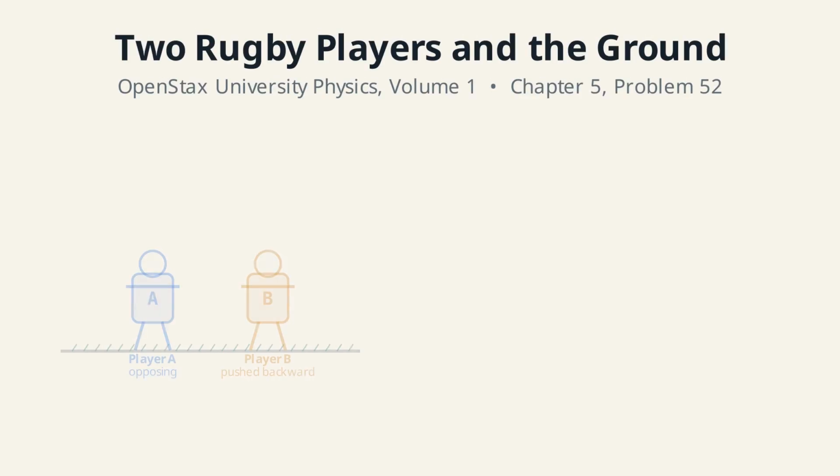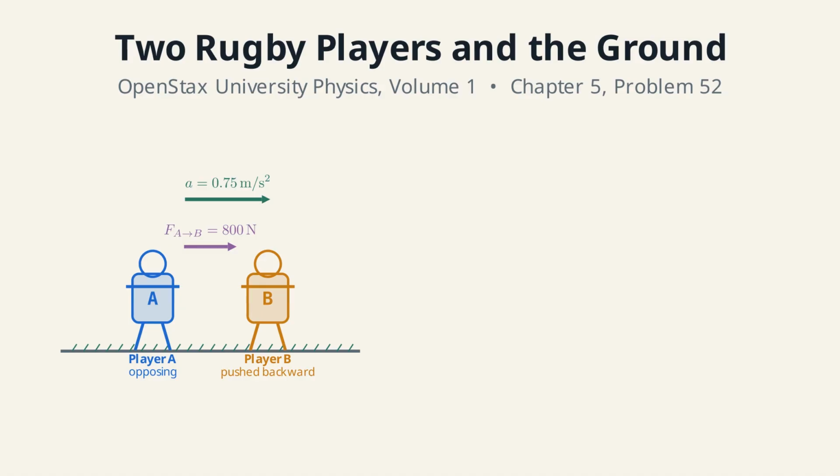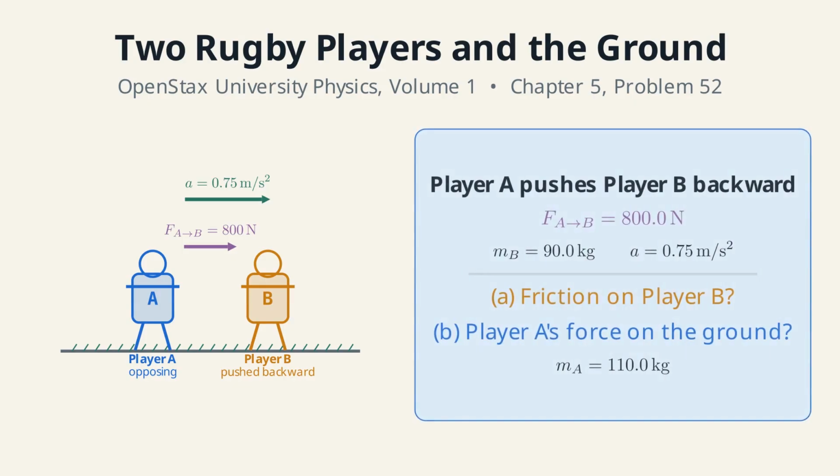Let us solve OpenStax University Physics, Volume 1, Chapter 5, Problem 52. Player A pushes player B backward with a force of 800 newtons. Player B and his equipment have a mass of 90 kilograms, and he accelerates backward at 0.75 meters per second squared. Part A asks for the friction force between player B's feet and the grass.